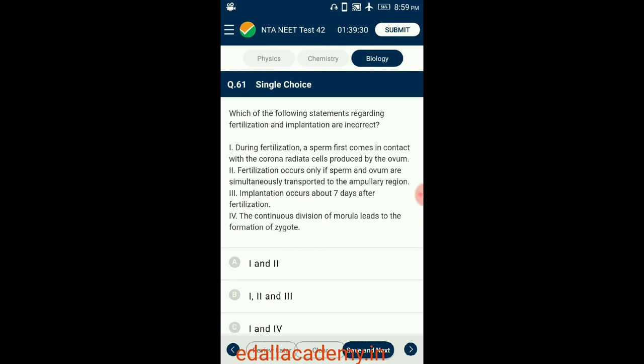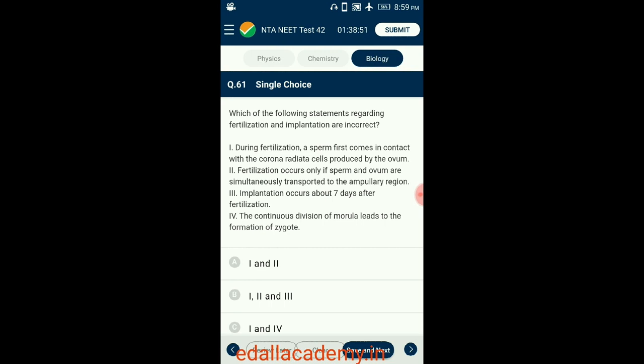The following statements regarding fertilization and implantation are incorrect. Here 4 statements are given. Corona radiata cells are not produced by the ovum. They are produced by the ovary, which forms the follicle around the ovum. Second statement. Fertilization is the process of the union of sperm and ovum, which leads to the formation of zygote. This occurs in the ampulla of the fallopian tube.